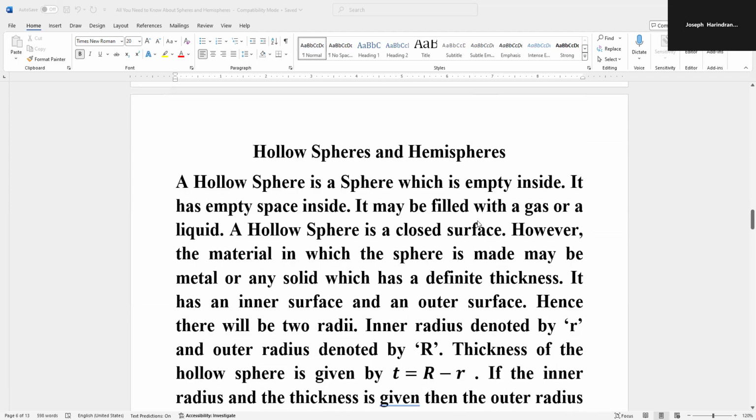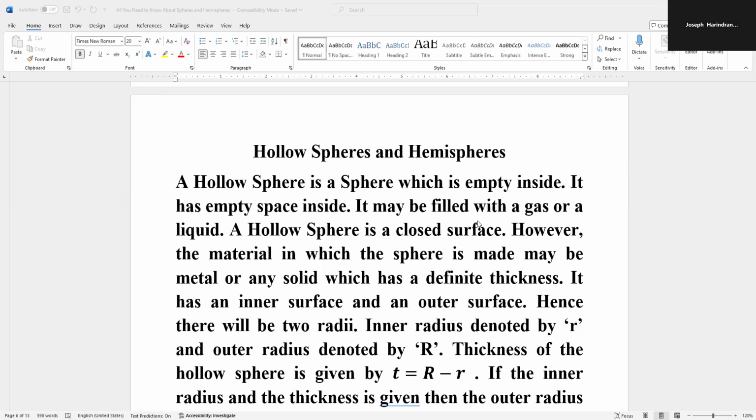Next, we shall see hollow spheres and hemispheres. A hollow sphere is a sphere which is empty inside. It has empty space inside. It may be filled with a gas or a liquid. A hollow sphere is a closed surface. However, the material in which the sphere is made may be a metal or any solid which has a definite thickness. It has an inner surface and an outer surface.